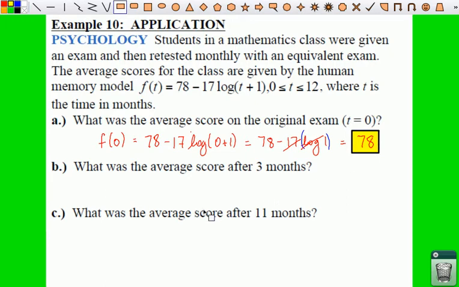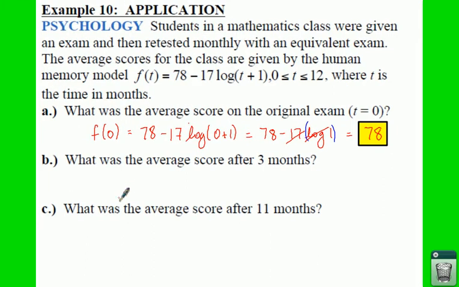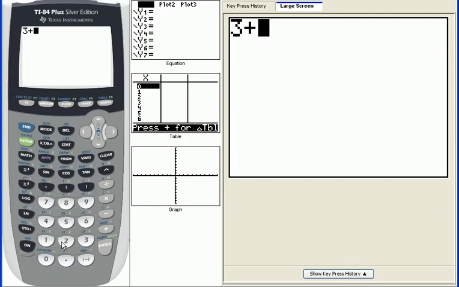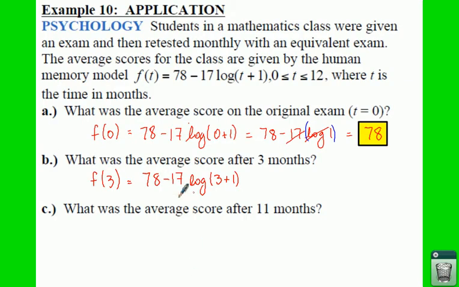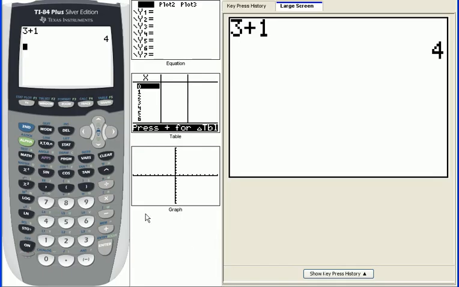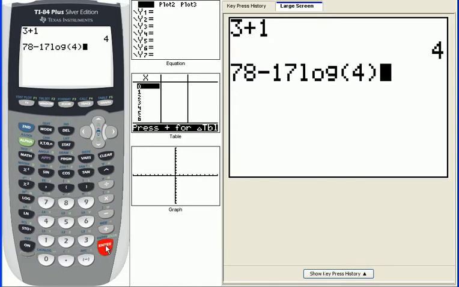Nice job. For B, what was the average score after 3 months? All you're doing is just plugging these values in for t. So you had to find f of 3, which gives you 78 minus 17 log of 3 plus 1. See, 3 plus 1, so that's 4. So you're going to find the log of 4. So you're going to take 78 minus 17 times the log of 4. And the nice thing about these graphing calculators is you just type everything in that you see.